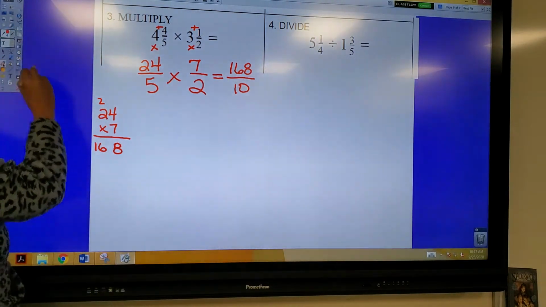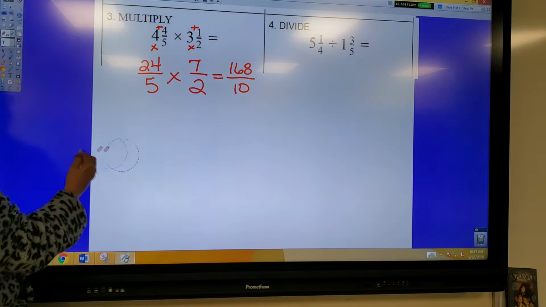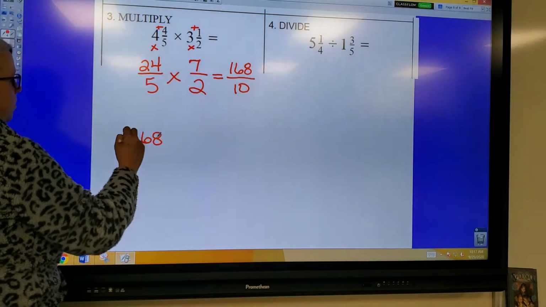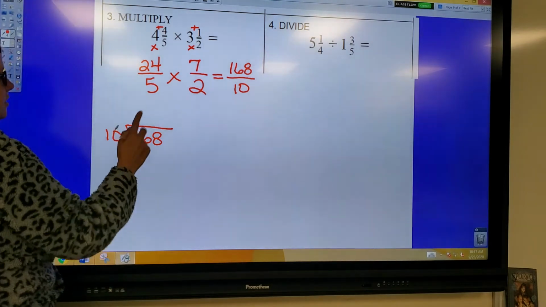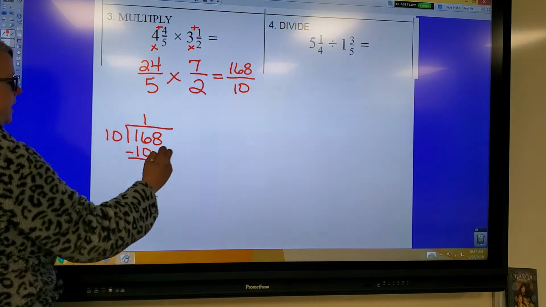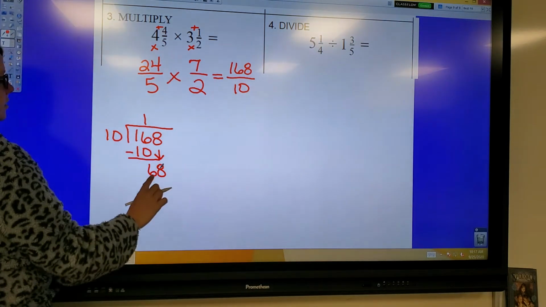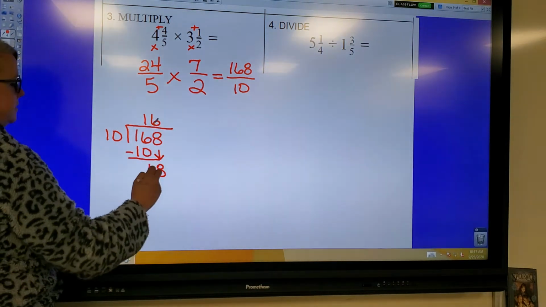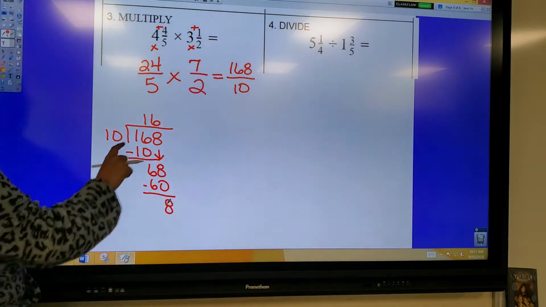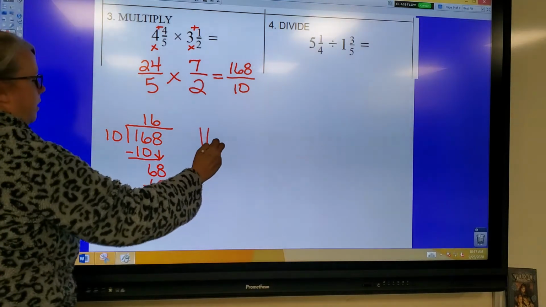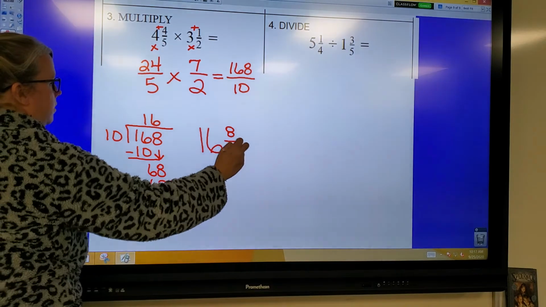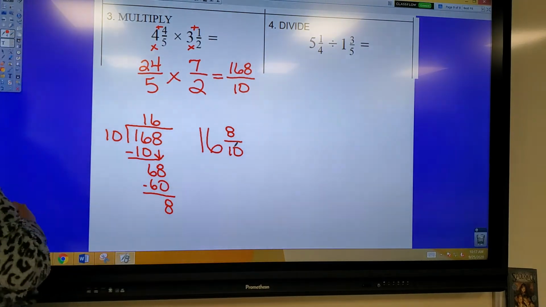Next thing I need to do is figure out how many times 10 can go into 168. 10 can go into 16 one time. There would be 6 left over. Bring down your 8. 10 can go into 68 6 times, and there would be 8 left over. So your mixed number is going to be 16 and 8 over 10.